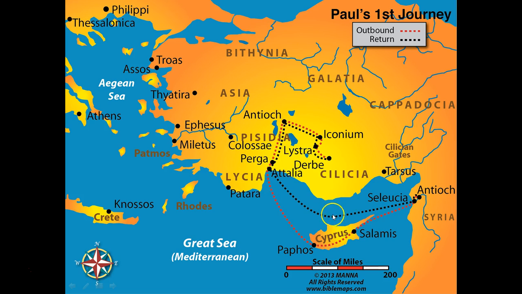And after Derbe, he's going to actually backtrack exactly where he was, but he's not going to go to Cyprus this time. He's going to head right to Antioch. The reason he backtracks after he's established churches is that he wants to establish office bearers. So he's going to establish office bearers in these main 4 churches, Derbe, Lystra, Iconium, and Antioch, before he makes his way back to Antioch.